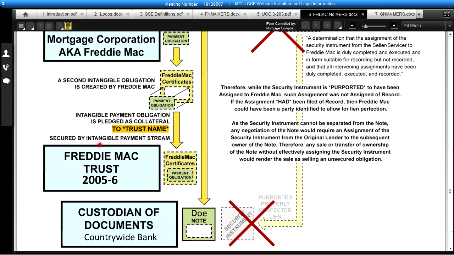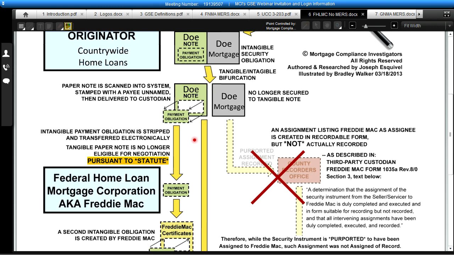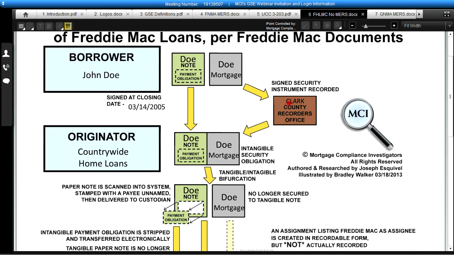Okay? Now again, once it is in the certificates, the investors are thinking that they have a mortgage-backed security. However, it has never been properly negotiated. Because all they bought was an intangible obligation, the note was never properly negotiated, transferred, and delivered. The mortgage was never leased, assigned, and transferred. Nothing was ever recorded at the county recorder's office.